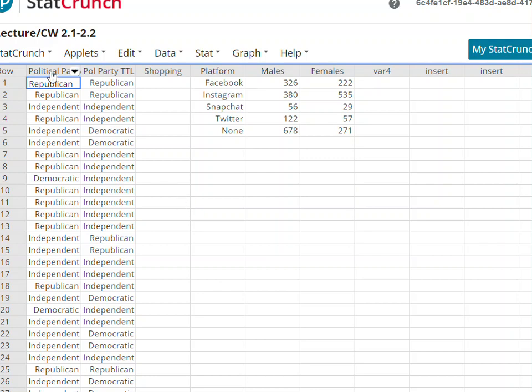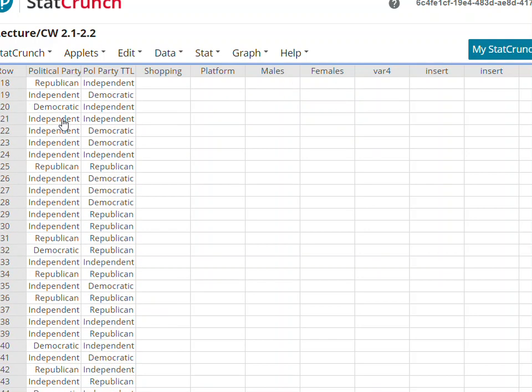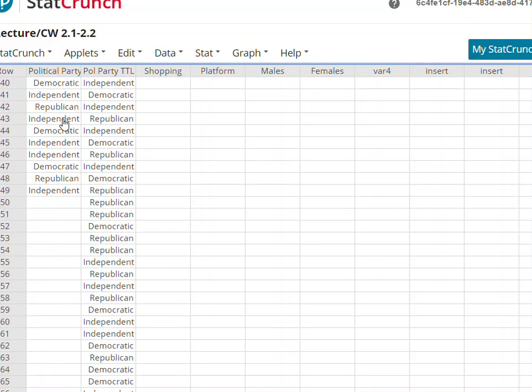And in this particular question, I was asking students to decide whether they would consider themselves Republican, Independent, or Democrat. And if we only focus on this leftmost column here, and if I scroll down in all of this data, these are the results of the survey.